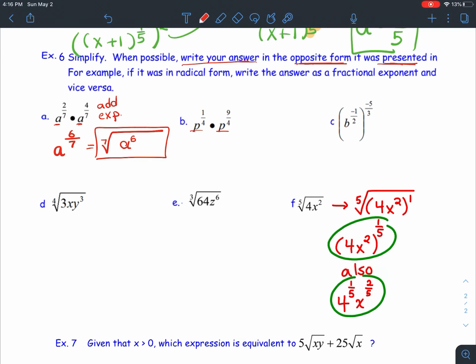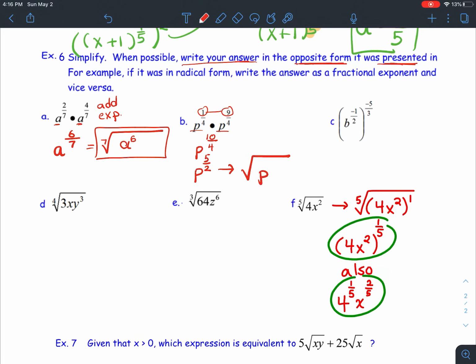Same thing here with this example. We both have the same base value p. I'm going to take these two fractions and add them together. They have a common denominator already of 4. I'm going to add their numerators. I get 10. I'm going to go ahead and reduce that to 5/2 first.